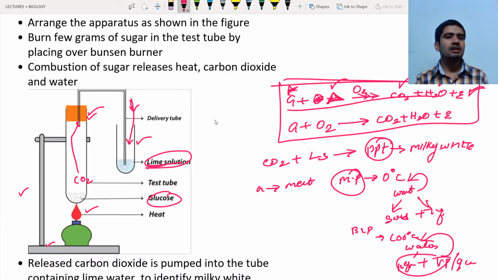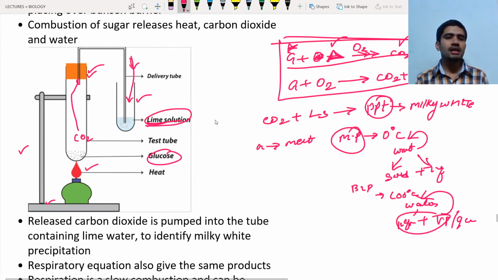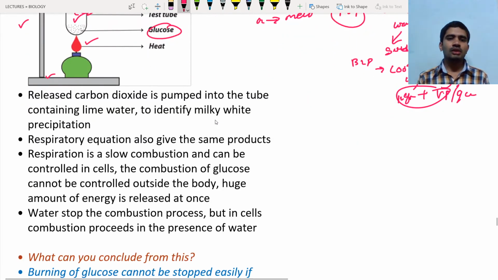Okay, so this is the experiment. Based on this experiment, what I have understood is that carbon dioxide is produced during the combustion process. Heat is also generated over here, but we are providing a little bit of extra heat from the outside. Why? Because this is combustion in the laboratory. I hope you have understood this topic.